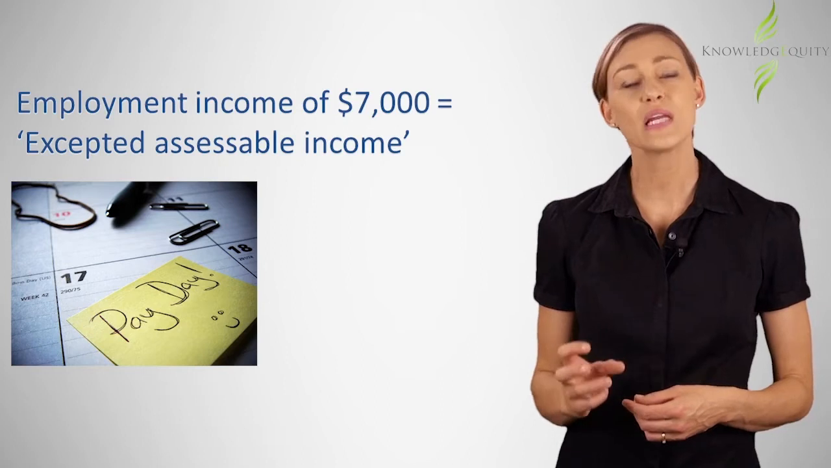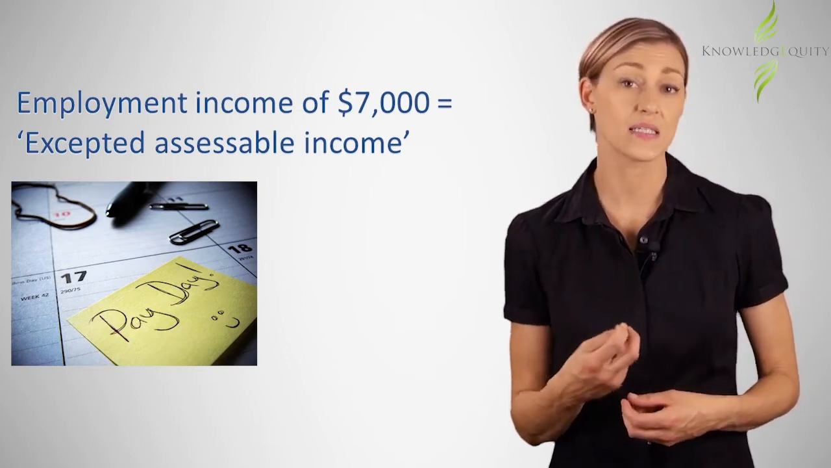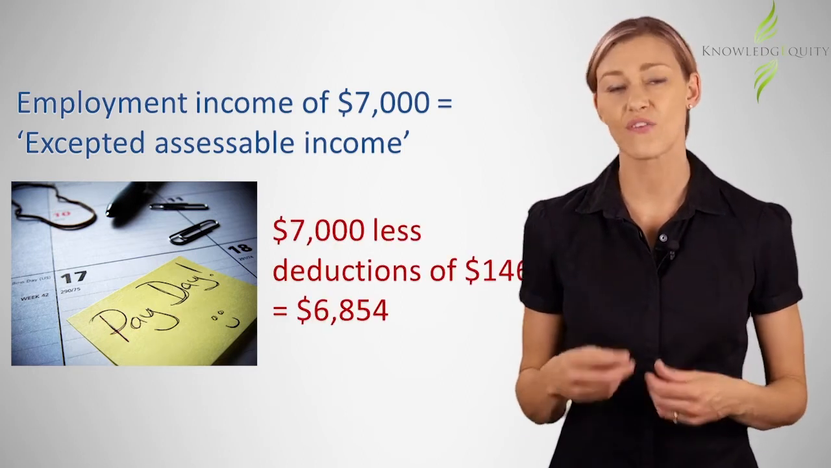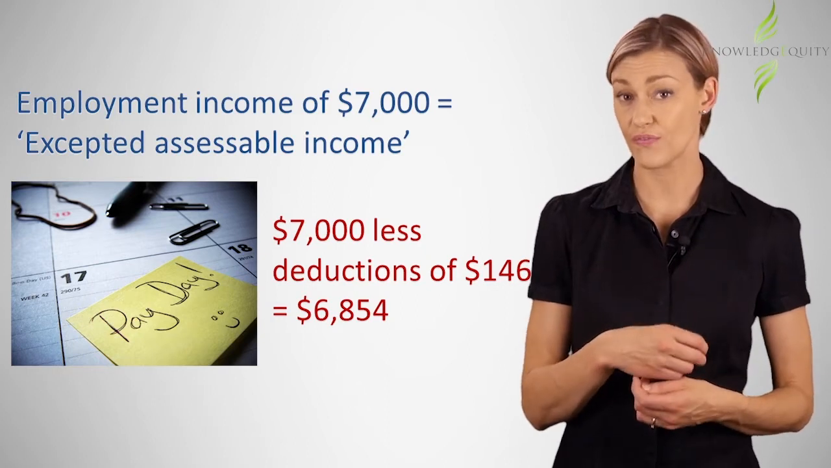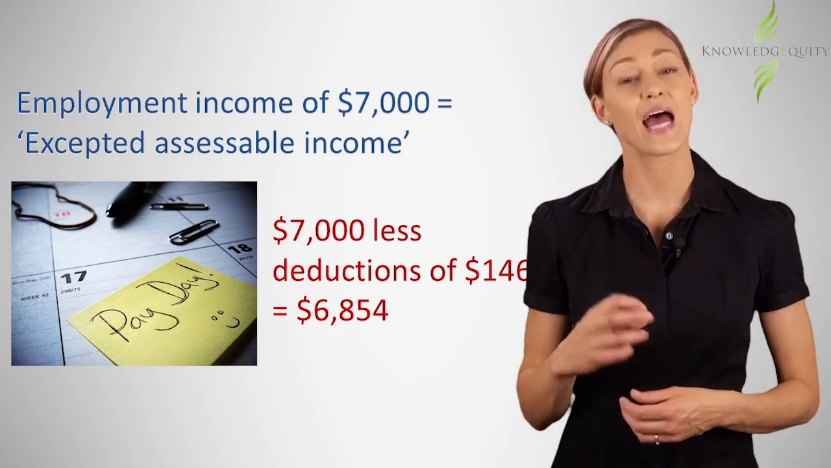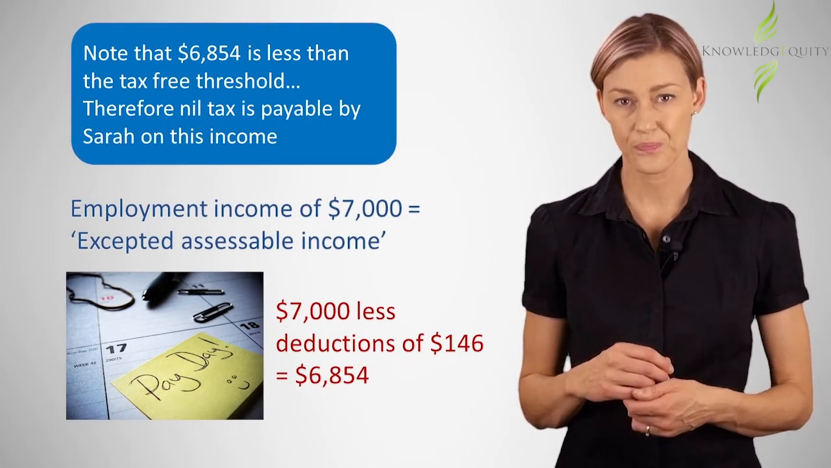However, her employment income of $7,000 is classified as accepted assessable income, and the deductions of $146 mean that the balance of $6,854 should be taxed at normal tax rates and not under Division 6AA.